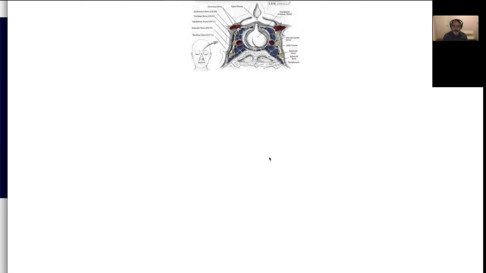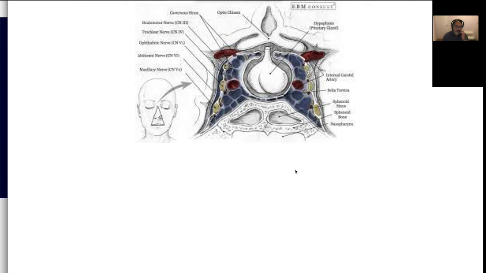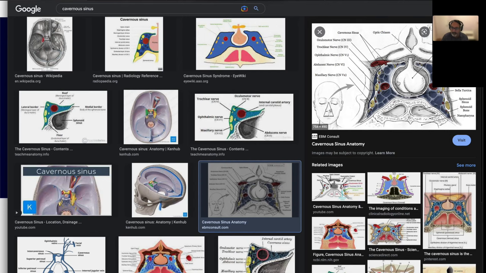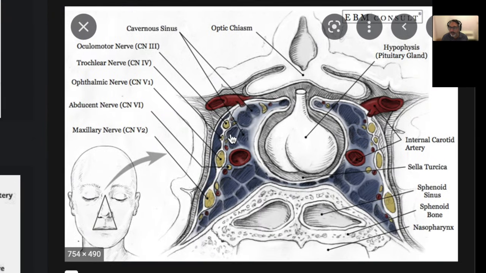Oh, geez, it's too small. But you'll probably see it. No, it's too blurry. But it looks big here. But I think you can see it. That's the oculomotor nerve there. That's the trochlear nerve. That's the ophthalmic nerve. That's the abducens nerve. And that's the maxillary nerve. And that's the internal carotid artery that goes through it and then comes back out.